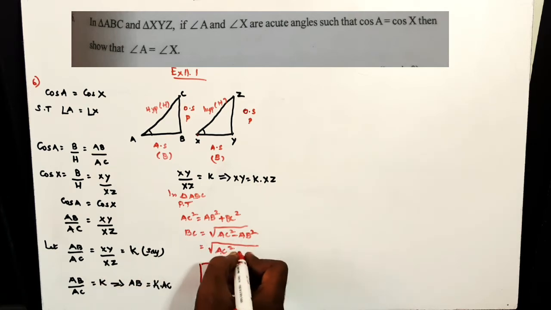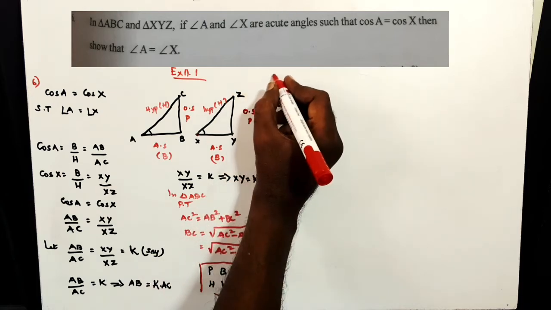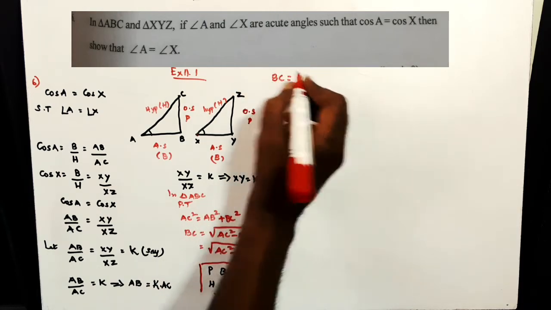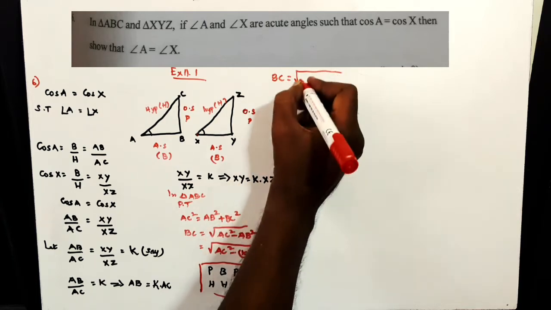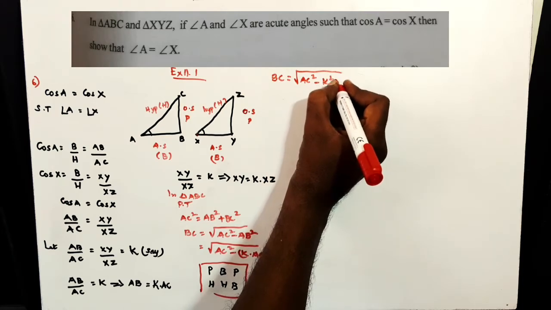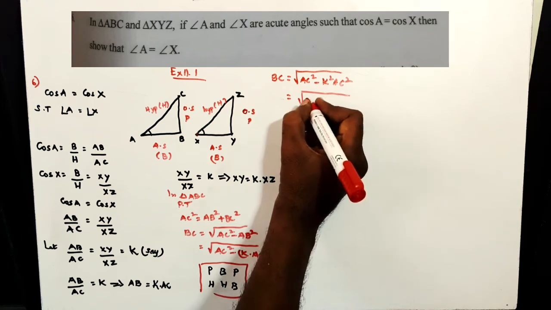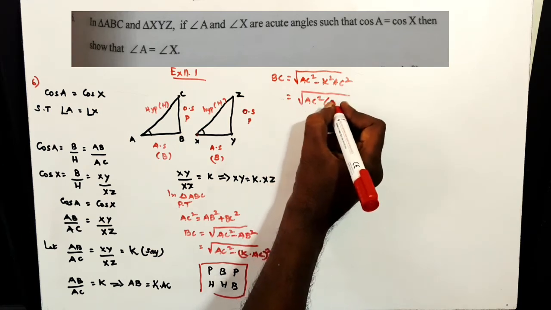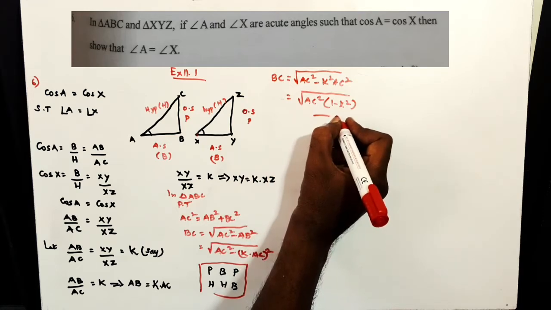AB means what? k into AC. So BC is equal to under root AC square minus k square AC square into whole square. What is common here? AC square is common, so 1 minus k square. Let us assume this is the first equation.